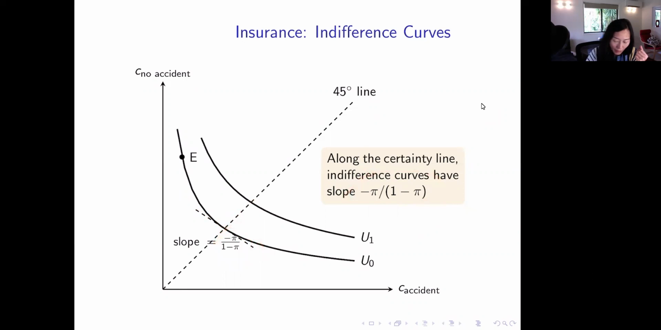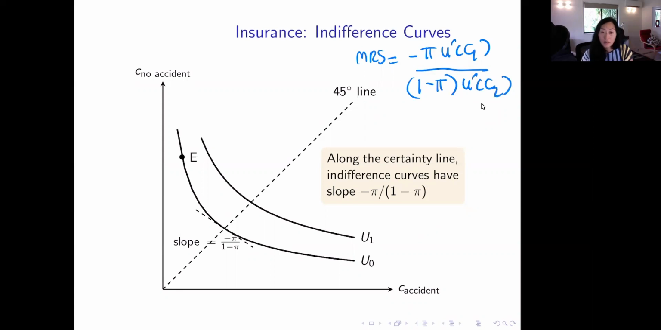But if it's somewhere like point E, then it's going to be different, right? Or to be more general, MRS C1 C2 is equal to minus pi times U prime C1 over 1 minus pi times U prime C2, right? But along the 45-degree line, U'C1 is equal to U'C2, and that's why we end up with only this. Okay.